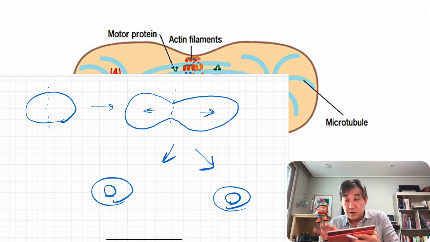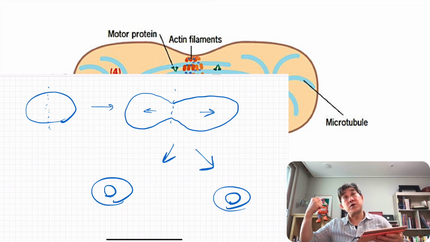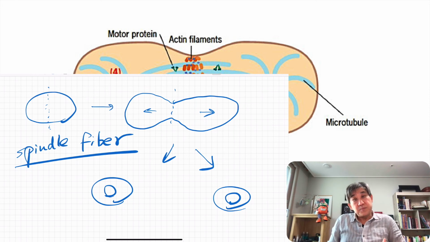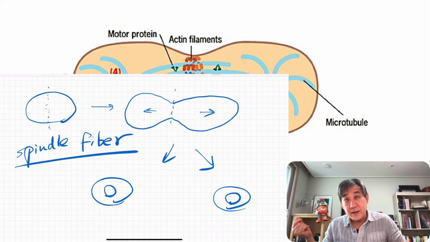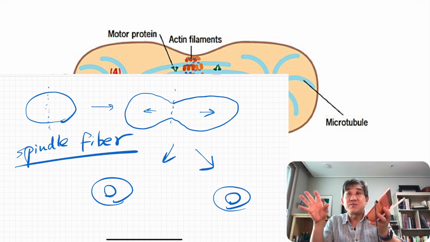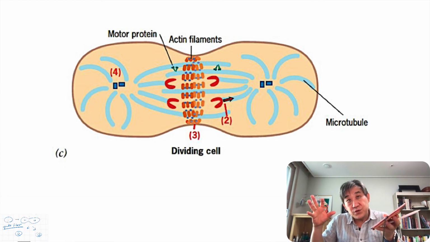And this particular type of microtubule used in the separation of chromosomes is called spindle fiber. So this spindle fiber is made of microtubule, which is something you might want to carry in your mind. And next, your whole entire cell, your whole entire cytoplasm, also has to be divided into two halves.